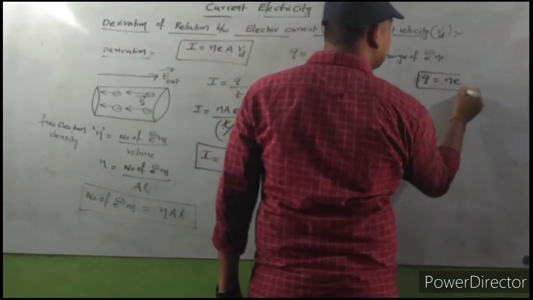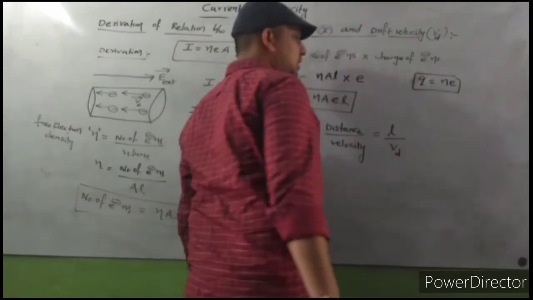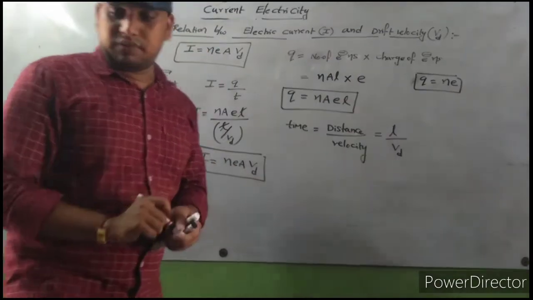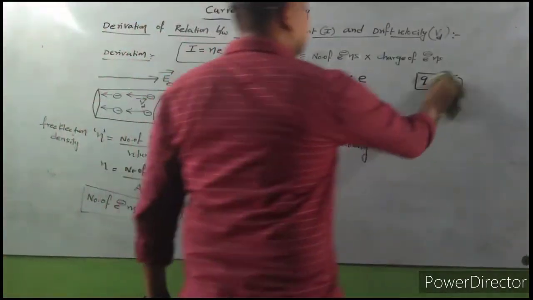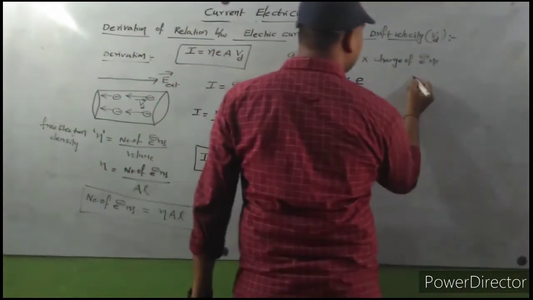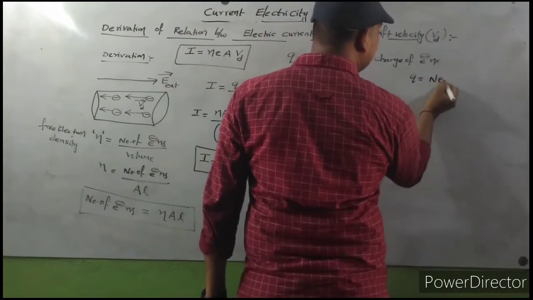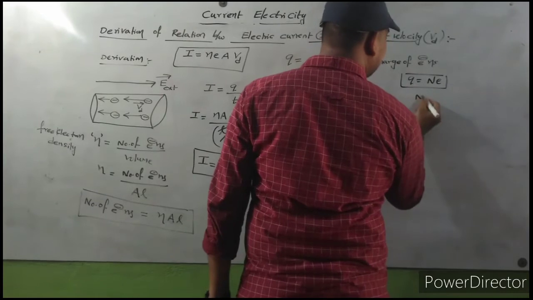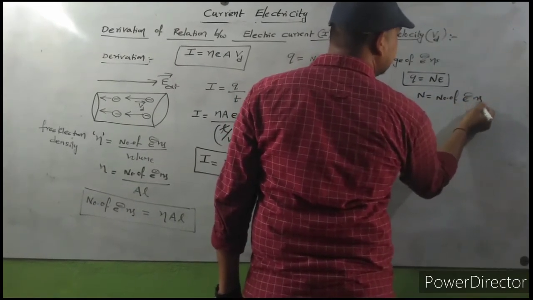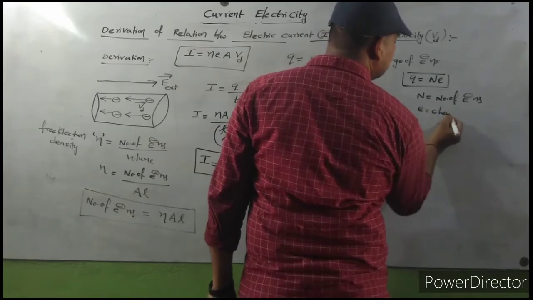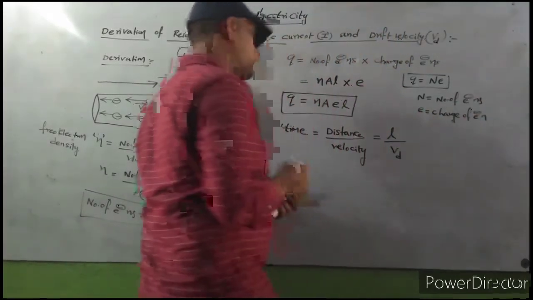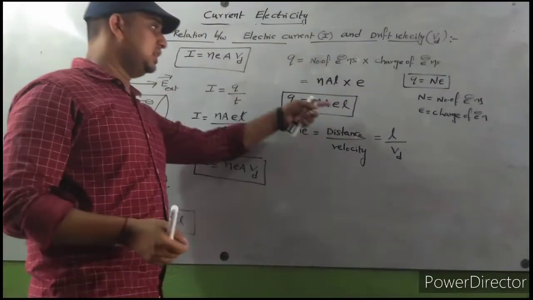So quantization of charge: number of electrons into charge of electron. So Q is equal to Ne. Here capital N means number of electrons, e means charge of electron. So number of electrons into charge of electron, by using that formula.